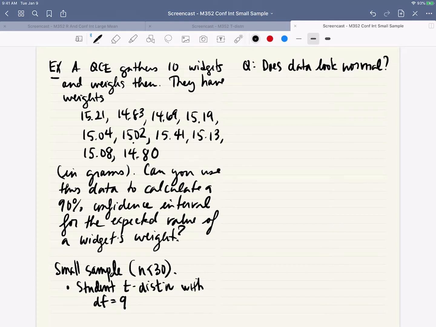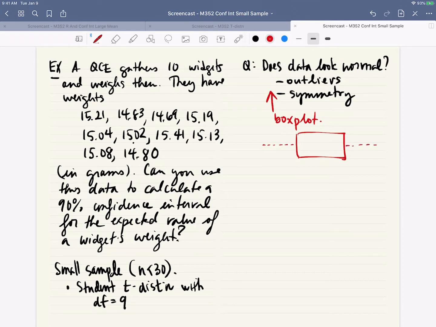And this is really a qualitative process to decide if something looks normal. The two things you look for are, does it have outliers? Because outliers are very rare in normally distributed data. So if it has an outlier, then the answer is no, it doesn't look normal. And another characteristic of normal data is it's symmetric. Does the data look symmetric? So the tool of choice for this is a box plot. We're going to calculate a box plot. And when we do it, we want a box plot that looks sort of like this.